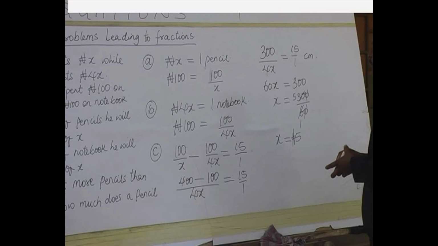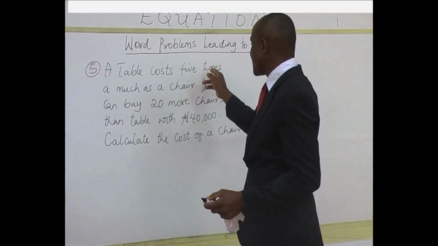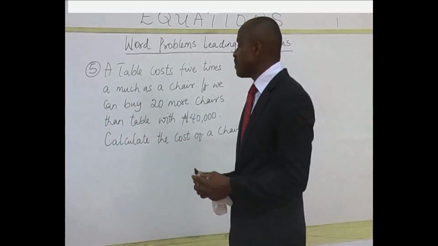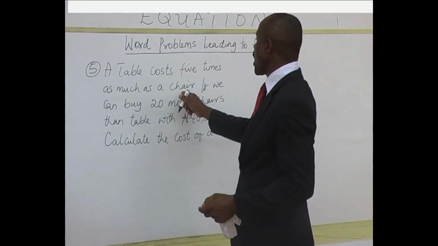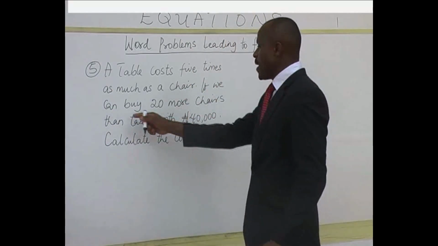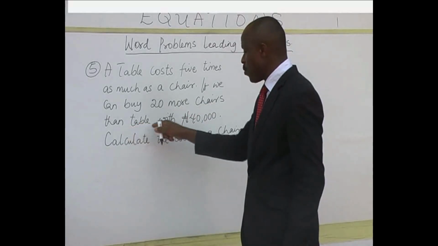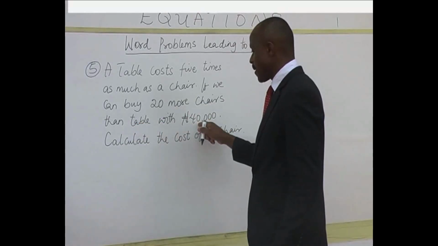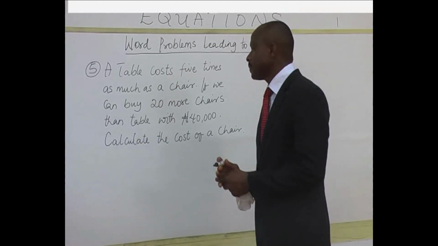And that 5 is going to be 5 naira, because they're asking for the price of 1 pencil. A table costs 5 times as much as a share. If we can buy 20 more shares than tables with 40,000 naira, calculate the cost of a share.